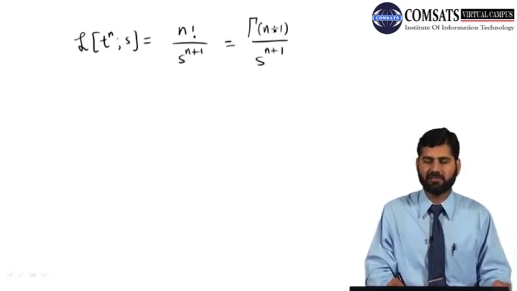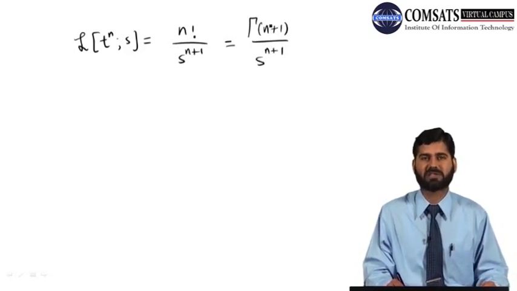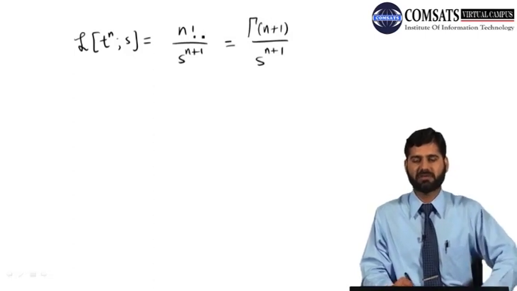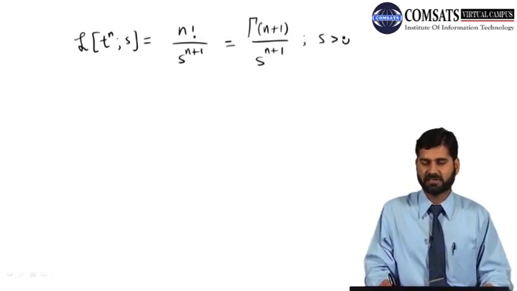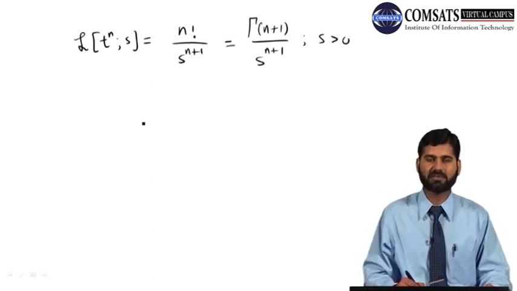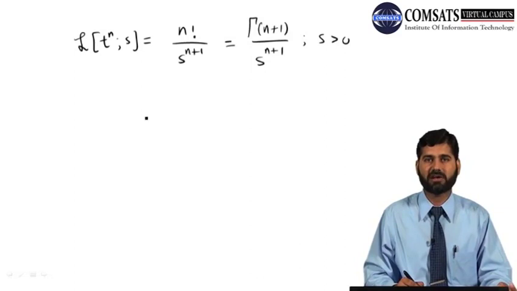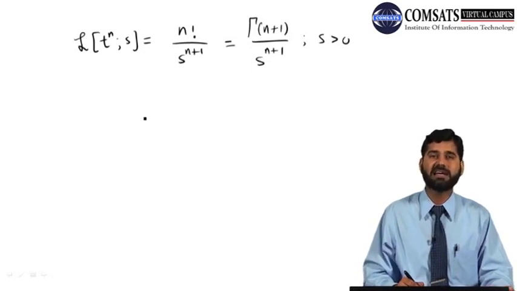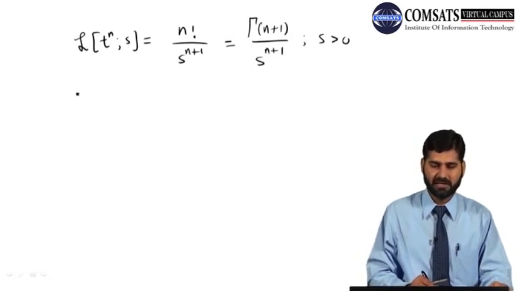Now, why do we write the gamma function? Because it's easy to remember that both have n plus 1. But gamma of n plus 1 means n factorial, exactly. And this is true for us. So we have a lot of transforms now: the Laplace transform of 1, of e to the at, of sine, of cosine, of sine hyperbolic, of cosine hyperbolic, of t to the n. t to the n takes care of t, t square, t cube, and all the polynomials.